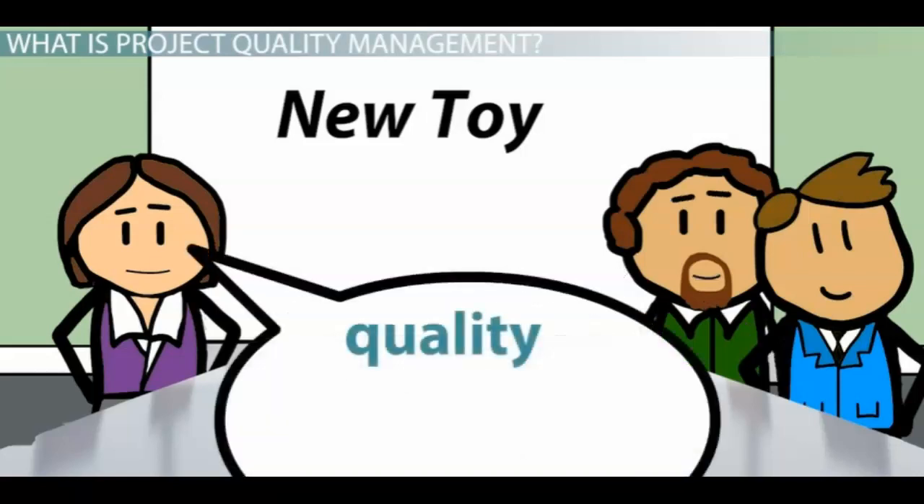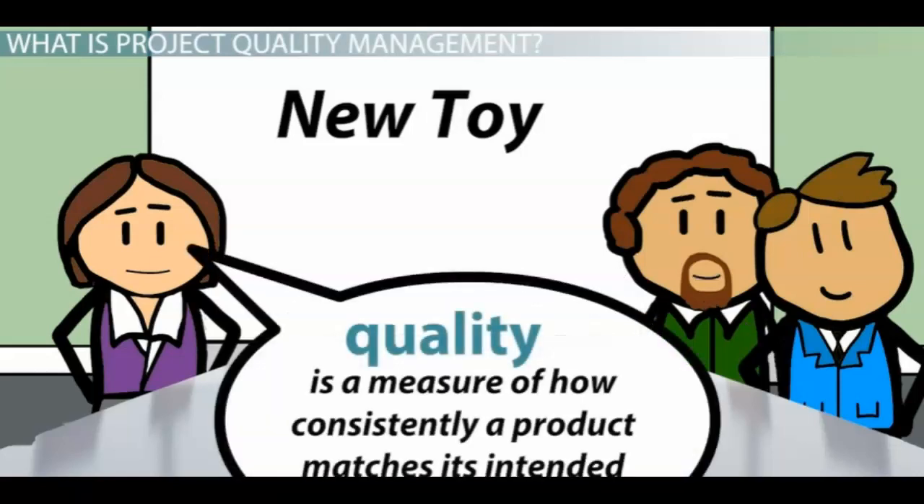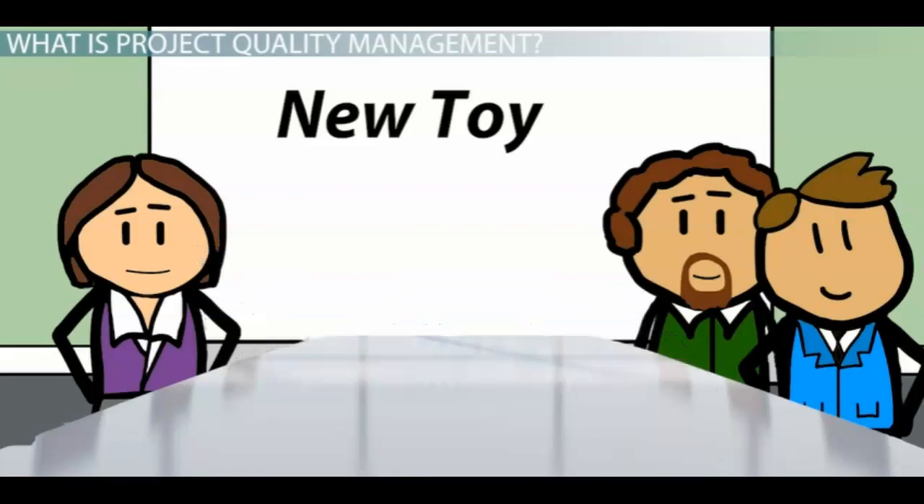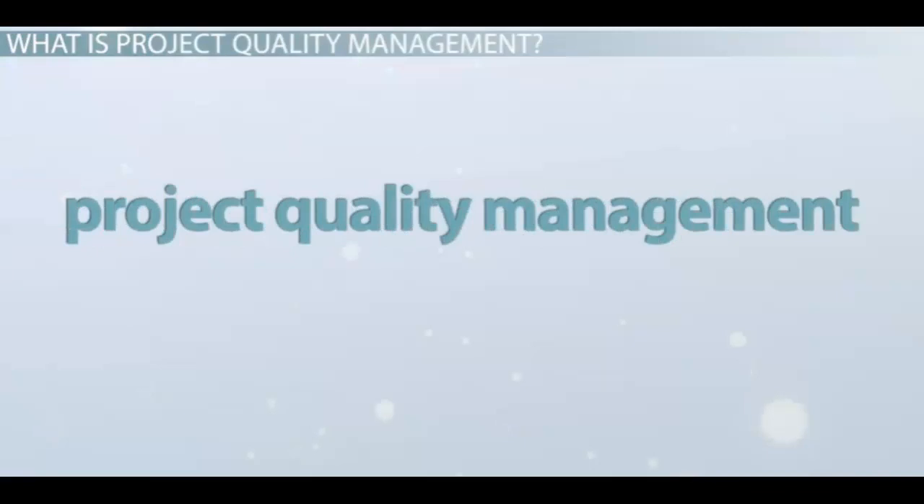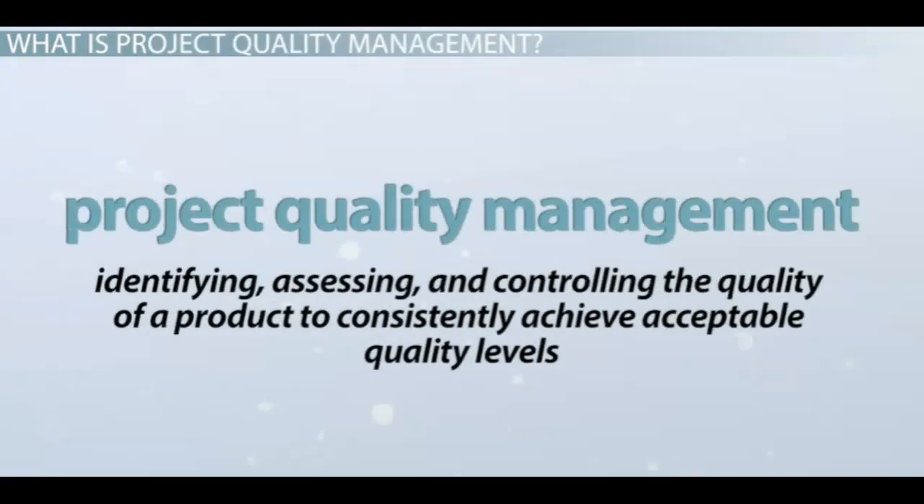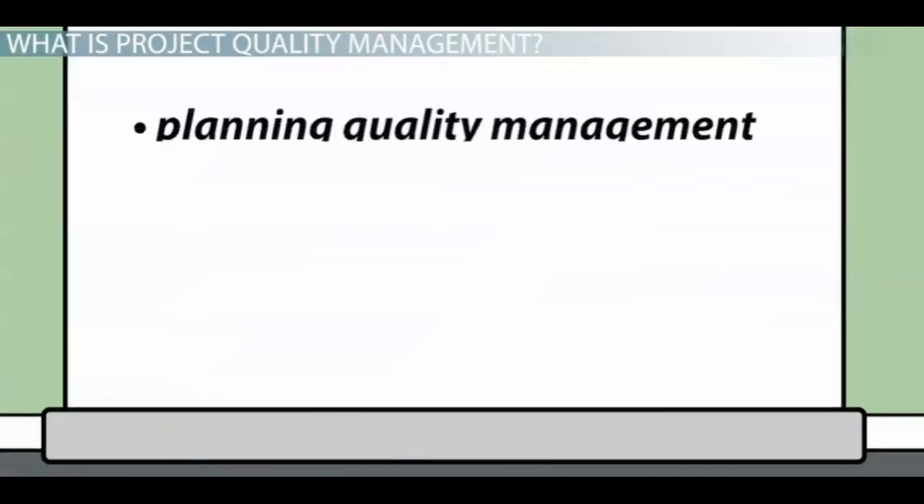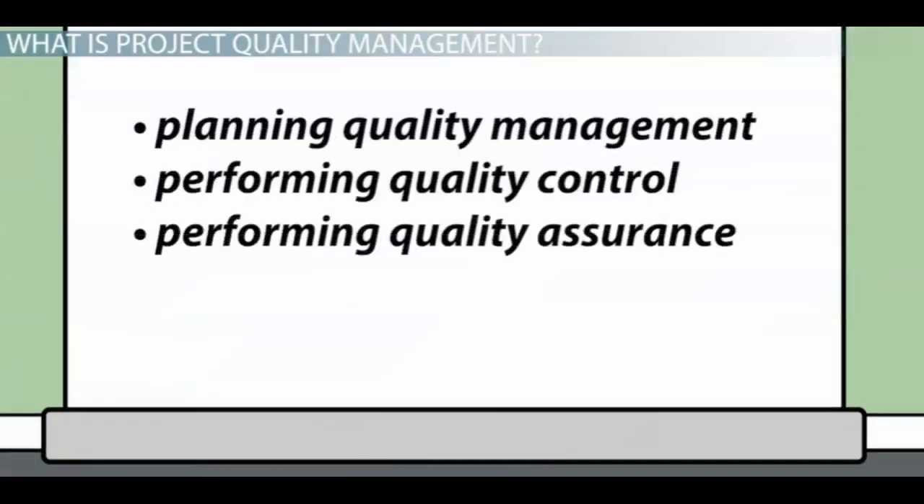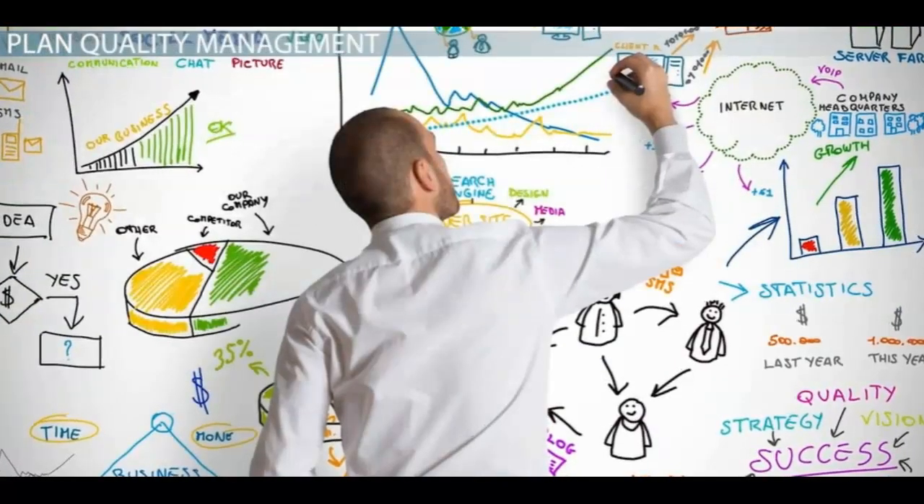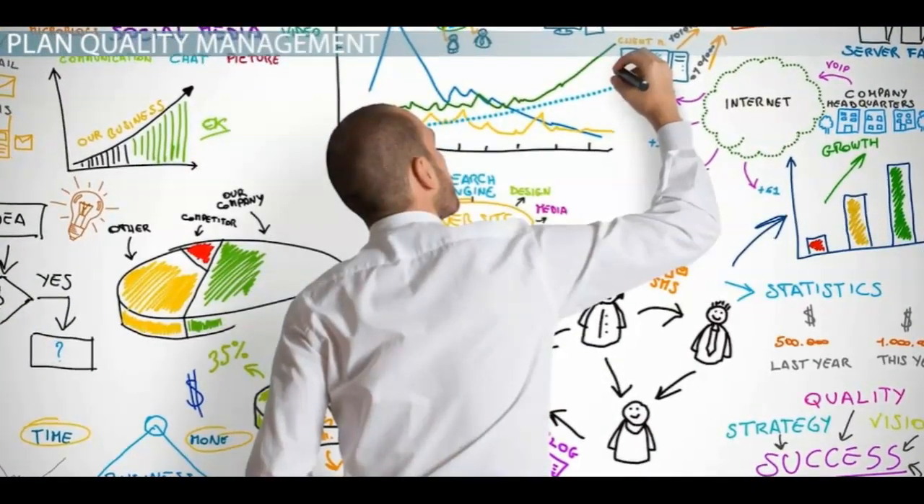You tell the team that quality is a measure of how consistently a product matches its intended purpose. How we get quality products is through project quality management. Project quality management is identifying, assessing, and controlling the quality of a product to consistently achieve acceptable quality levels. It follows specified processes, including planning quality management, performing quality control, and performing quality assurance. Quality must be planned into a project in order for it to succeed.